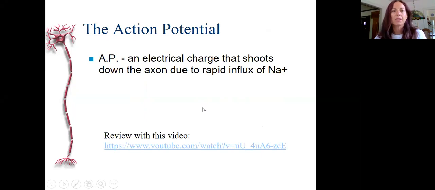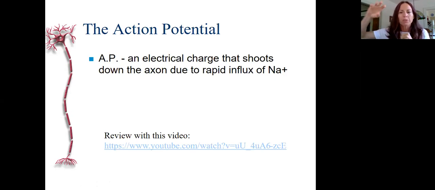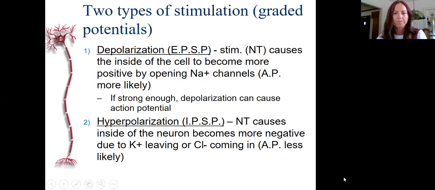Okay, well, what is the action potential? The action potential is an electrical charge that's going to shoot down the axon, and it's going to be caused by a very rapid influx of sodium. Now, remember that sodium badly wants to come into the neuron because there's an electrical gradient pushing it in. The inside of the neuron is negative, the outside is positive, so they're attracted to each other. Sodium's on the outside, but it wants to come in through that electrical gradient, and also through the concentration gradient. So let's see how it eventually comes in and causes that action potential.